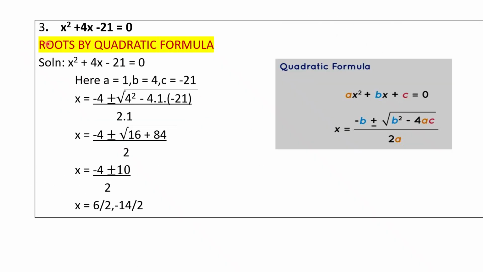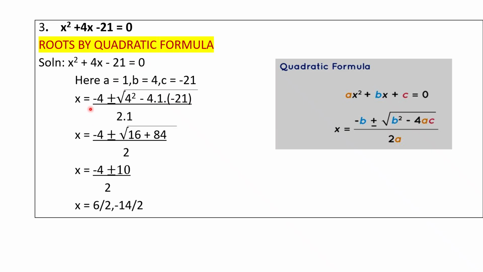Next, roots by quadratic formula. That you know, for the quadratic ax² + bx + c = 0, x is (-b ± √(b² - 4ac)) upon 2a. Here a is the coefficient of x², b is the coefficient of x, and c is the constant term. So this is the question, x² + 4x - 21 = 0. a is 1, b is 4, c is -21.